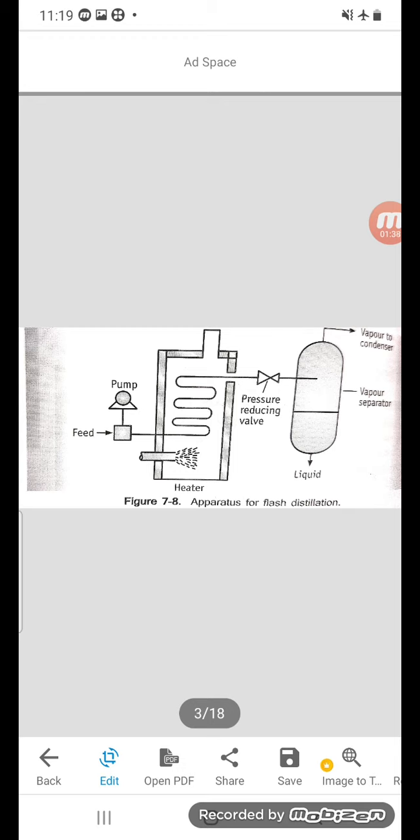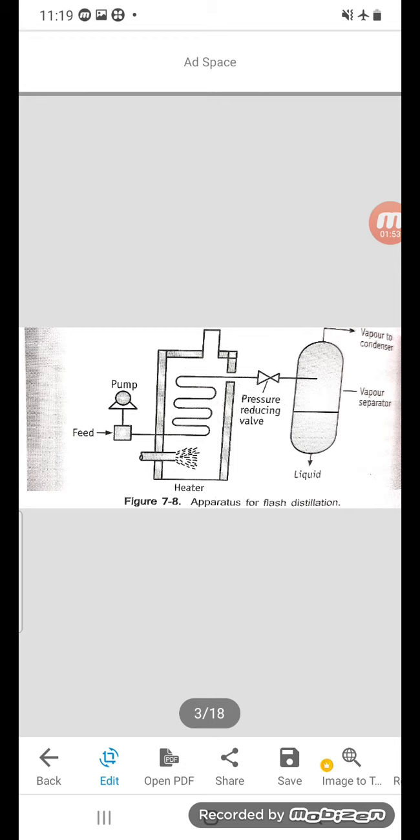Here in this chamber it will be at high pressure, then it goes to the lower pressure where there will be a separator, that is a vapor separator, with vapor going to the condenser. Next, the liquid will be collected in the flask.